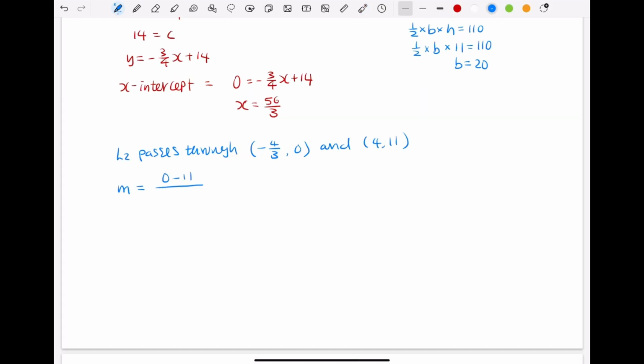So the gradient is 33 over 16. And then because we know it's the x-intercept, what we want to do is substitute negative 4 over 3 and 0 back into the equation. You can use 4 and 11, you will be able to get the same answer. And here we worked out c is 11 over 4. Therefore, y is 33 over 16x plus 11 over 4.